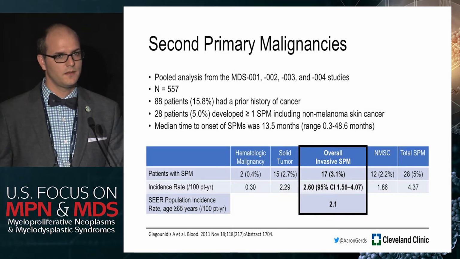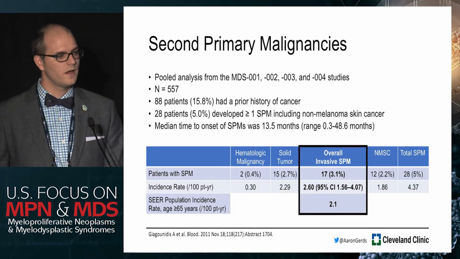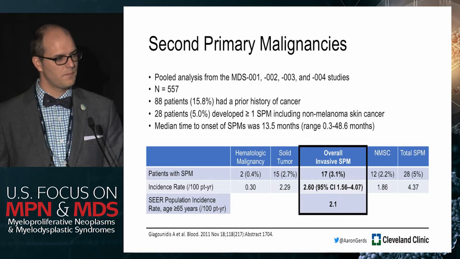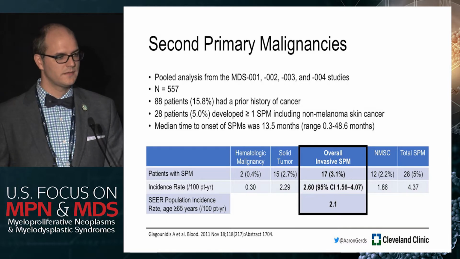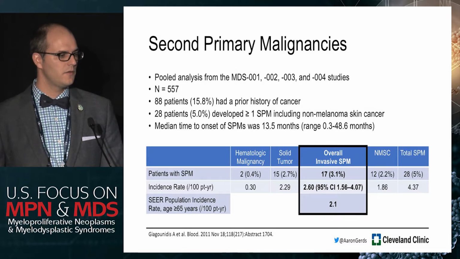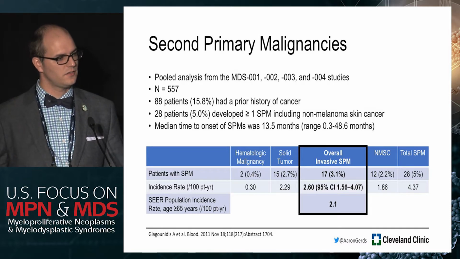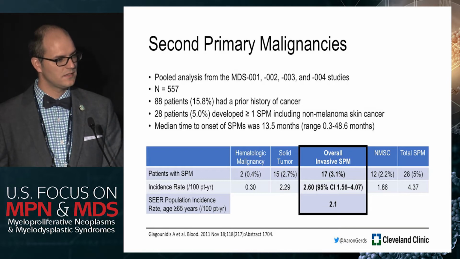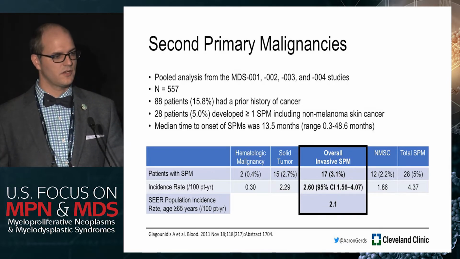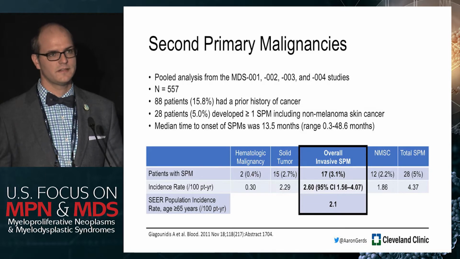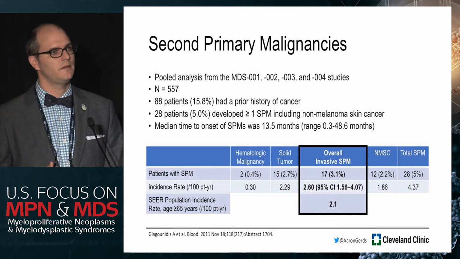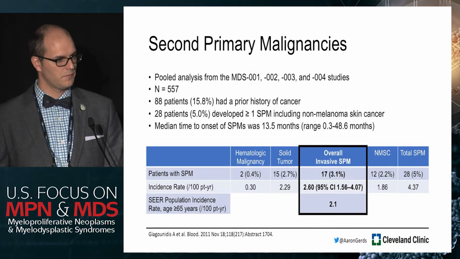The median time to onset of these second primary malignancies was 13.5 months. The column in the middle of this table is the overall invasive second primary malignancy rate. The rate per 100 patient years was about 2.6 for this pooled analysis. When you look at SEER, a large national database, the population incidence for patients over the age of 65, just for malignancies in general, is 2.1. So they're very, very similar. These results suggest that in patients with MDS who do receive lenalidomide, there's no increased risk for second primary malignancies.